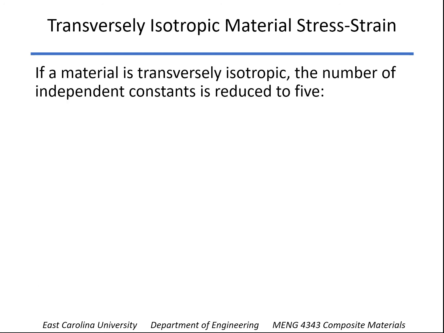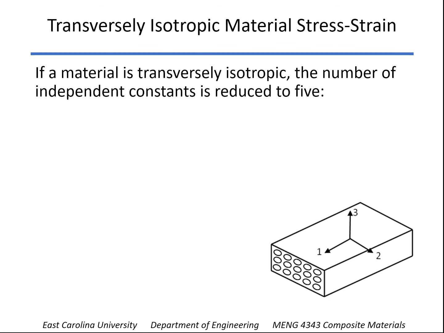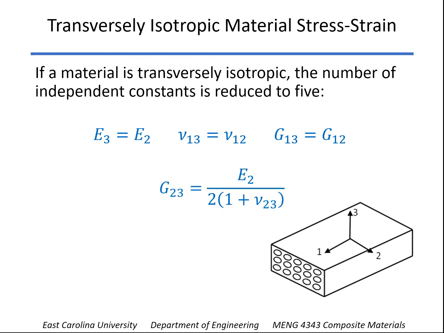So if you look at the picture here of this layer of material again, the 2 and 3 directions would be matrix dominated, and if you assume that they are identical, then you can set the modulus E3 equal to modulus E2. Again, for Poisson's ratios and shear moduli, you can set a couple of those equal to each other as well. And finally, you can apply that relationship between the Young's modulus and the Poisson's ratio in the 2-3 plane and relate that to the shear modulus. And so that gets you down to 5 independent constants.